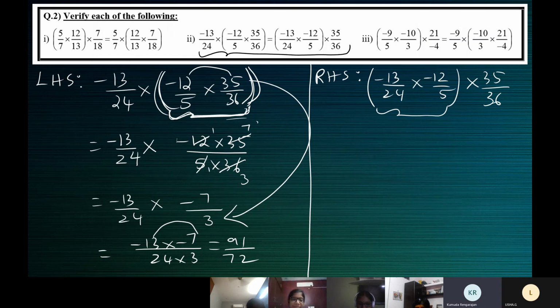Yeah. So this bracket must be simplified first. So how do we simplify the bracket? It's a product of two rational numbers. So we multiply the numerators, write it like this. We multiply the numerators and we multiply the denominators.